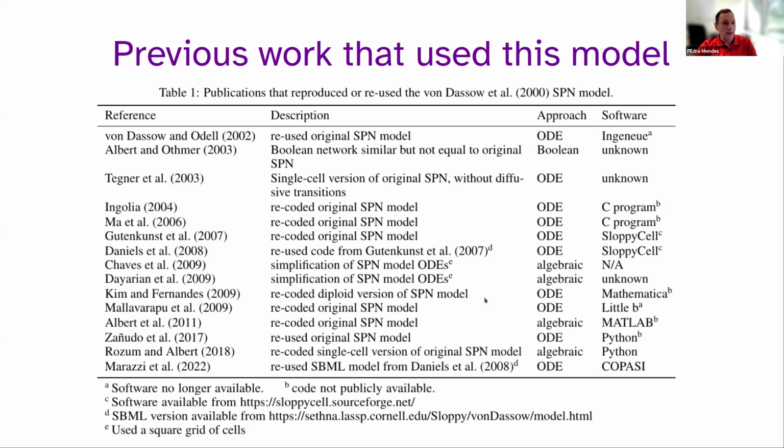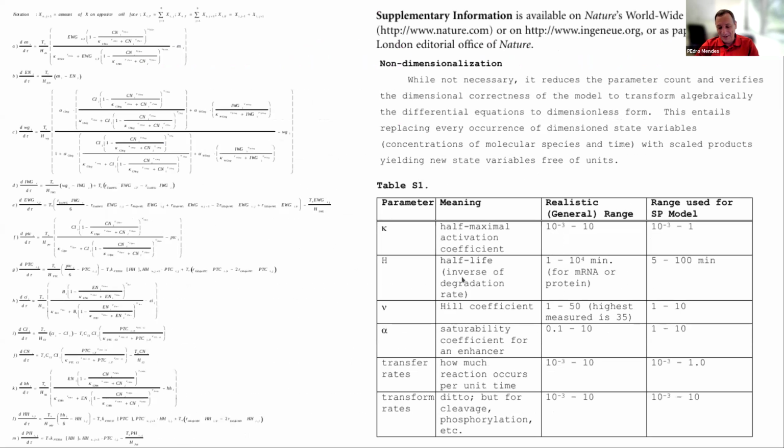Some of these models implement different versions. So some are Boolean networks. Some others use a square grid of cells rather than the hexagonal. And I can tell you it's a lot easier to do square grids than hexagonal grids. I understand that very well, having done the hexagonal grid.